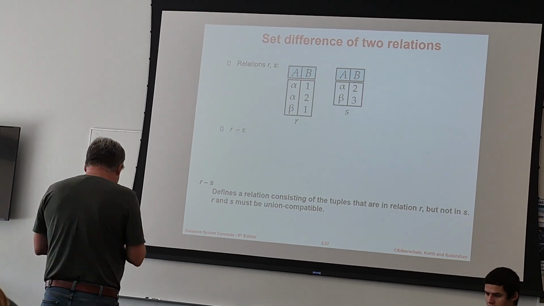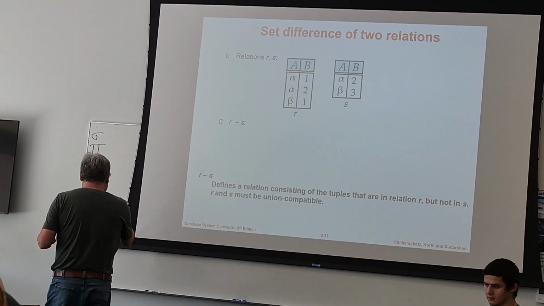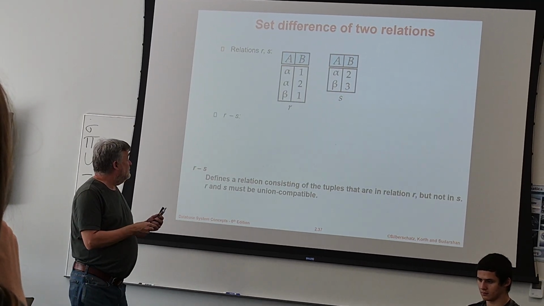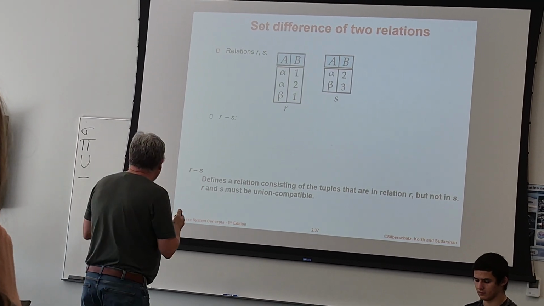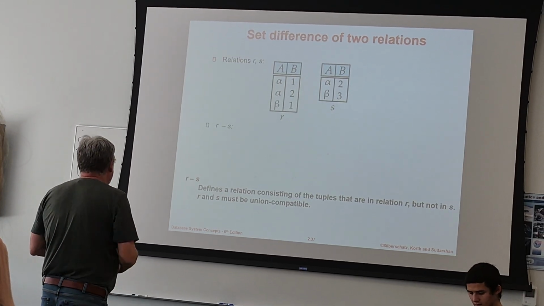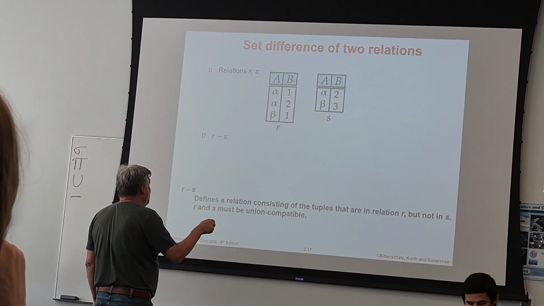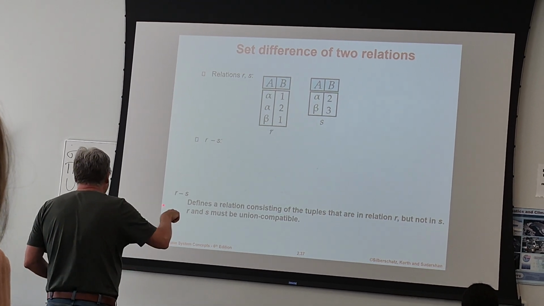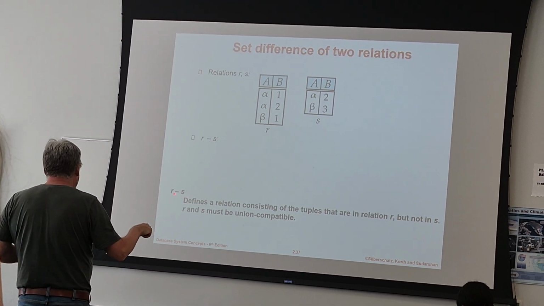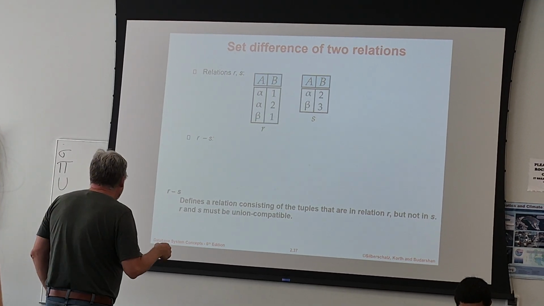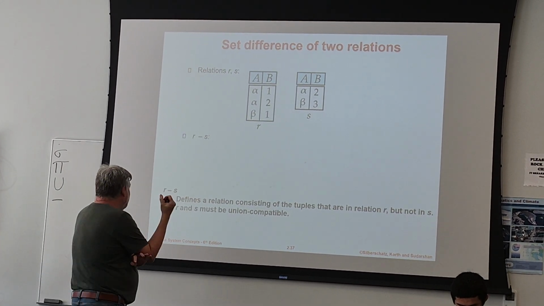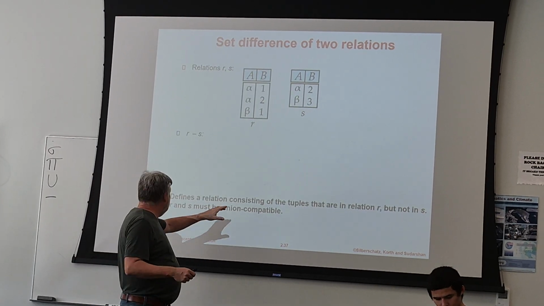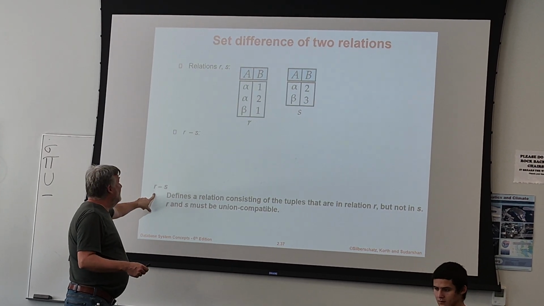Set difference. The difference between 2 sets, we're going to use the minus sign for that. So let's see the definition of this thing before the answer pops up here. We have these 2 source tables, and we're going to define what R minus S means. This basically creates a table, consisting of the tuples that are in R but not in S.